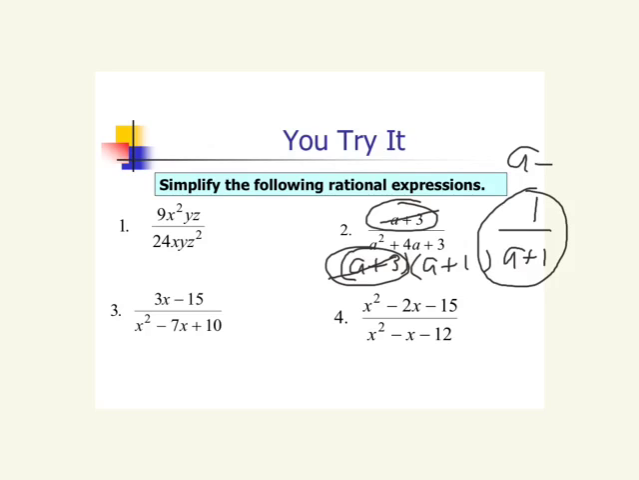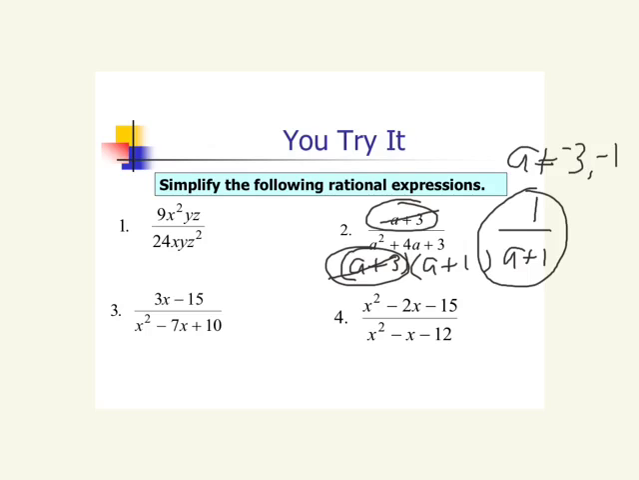Now, state my excluded values. Again, I have to state them from the original factored form, so -3 and -1. If we take a look at number 3, again, nothing can divide out the way it is. We can't just slice and dice.